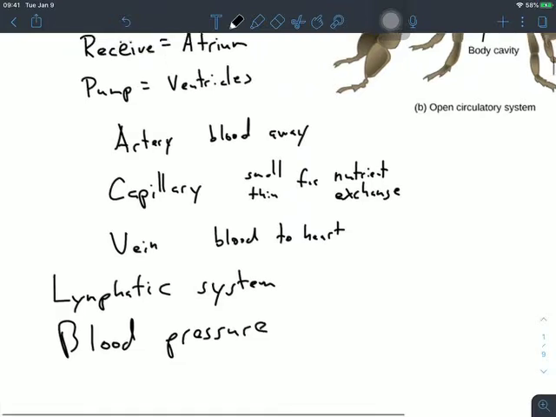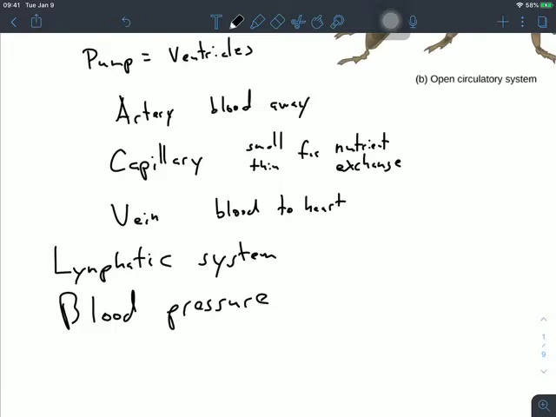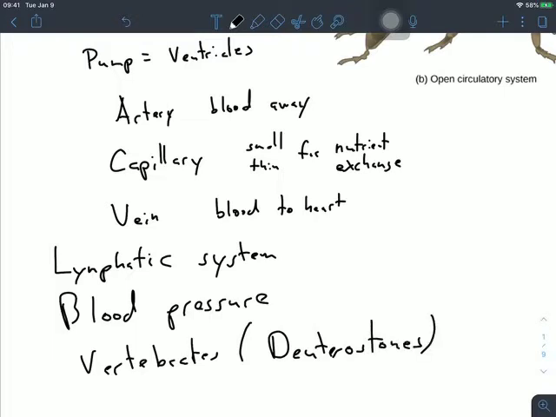Closed circulatory systems are present in most vertebrates or deuterostome animals. Those protostome and deuterostome will be vocab terms for Bio 2, not here, but I do like to make that connection.